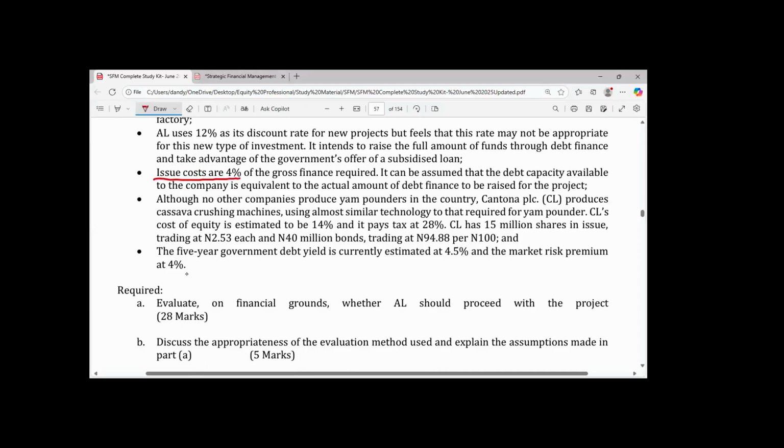Although no other companies produce yam powder in the country, Cantona PLC (CL) produces cassava crushing machines using almost similar technology to that required for yam powder. CL's cost of equity is estimated to be 14% and it pays tax at 28%. CL has 50 million shares in issue, trading at 2.53 naira each, and 40 million naira bonds, trading at 94.88 naira per 100 naira. And the 5-year government debt yield is currently estimated at 4.5% and the market risk premium at 4%. Required.